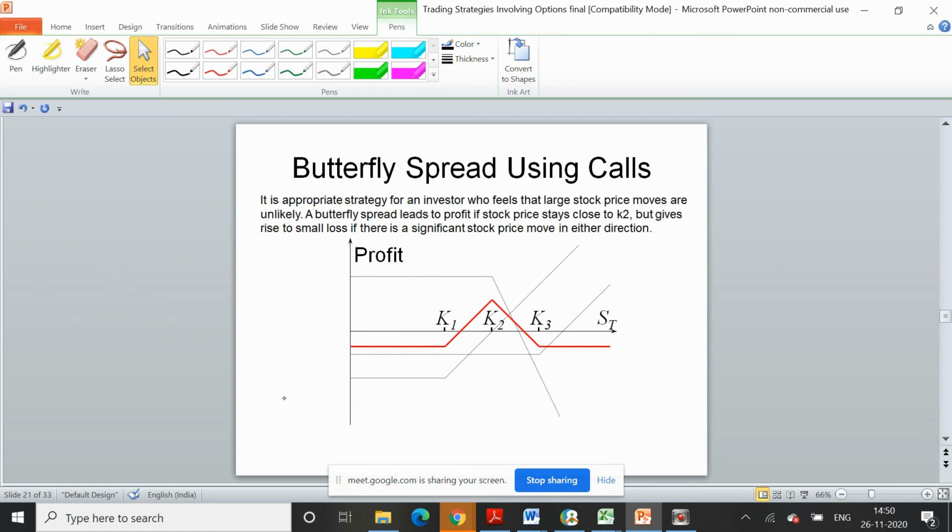This strategy is appropriate for an investor who feels that large stock price movements are unlikely. So when the investor understands that the price will not go beyond K1 and K3, then butterfly spread leads to profit if stock price stays close to K2, but gives rise to small loss if there is significant stock price movement in either direction. There will be small losses, but you can maximize your profit if the price lies somewhere between K1 and K3.